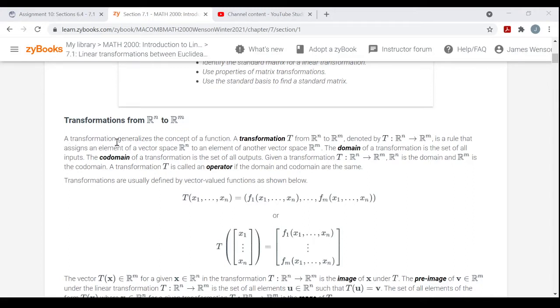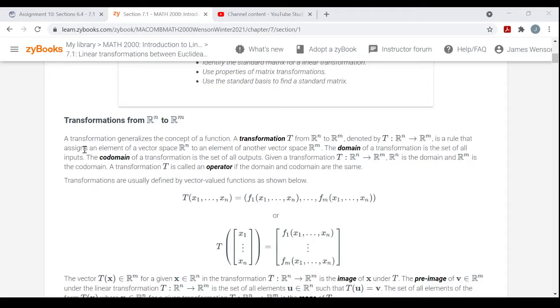So a transformation generalizes the concept of a function. A transformation, T, from Rn to Rm, denoted with this colon notation here, the name of the transformation, T, then a colon, then your domain vector space, then a little arrow, and then the vector space that you're mapping to called the codomain. All right, not the range. Not the range. We'll get to that later. Because your codomain, you might not actually hit every single value, every single vector in the codomain.